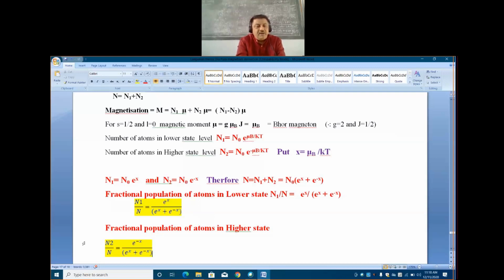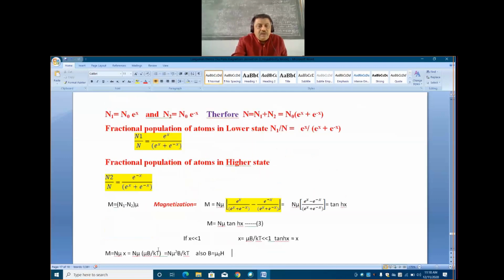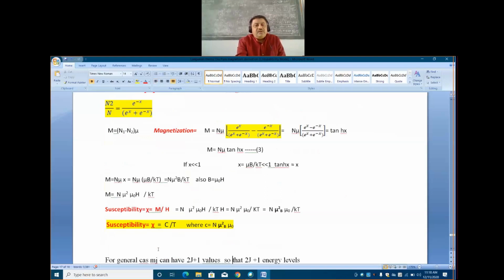And for N2, that is the fractional population in the higher state, N2 by N is equal to e raised to minus x divided by e raised to x plus e raised to minus x, because N2 is equal to N0 into e raised to minus x. Now, we are arriving at a very important step, that is magnetization.